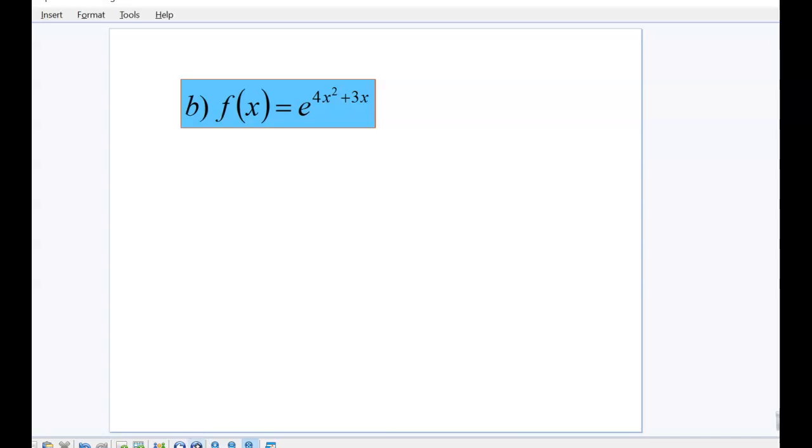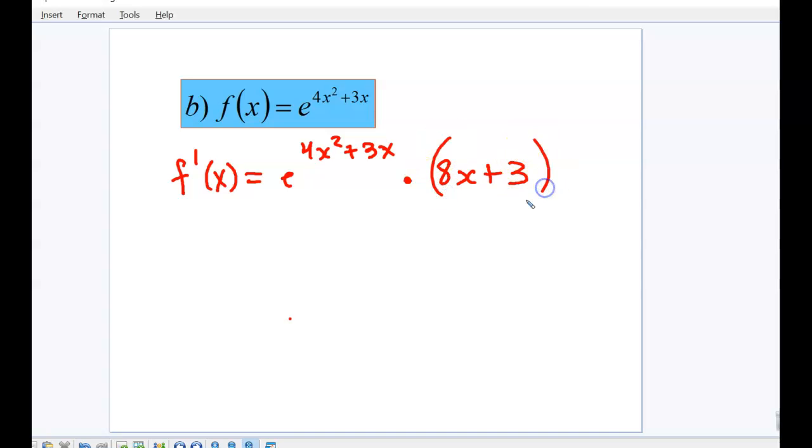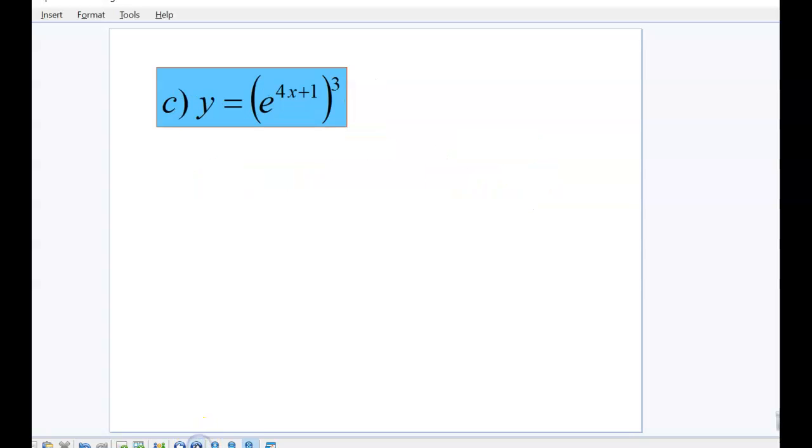All right, this next example illustrates what happens when I have a binomial exponent. So again, same idea. It's going to be itself times the derivative of the exponent. Now, if I write my answer like that, that's really incorrect because that means that 8x is only being multiplied by the base e, and I'm adding 3. Because the derivative of the exponent is a binomial, you must include that derivative in brackets.